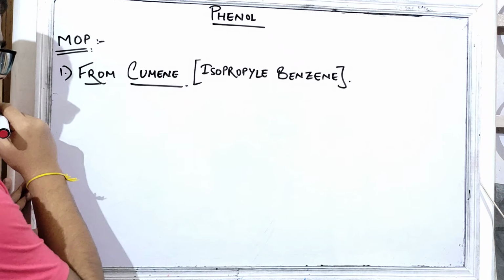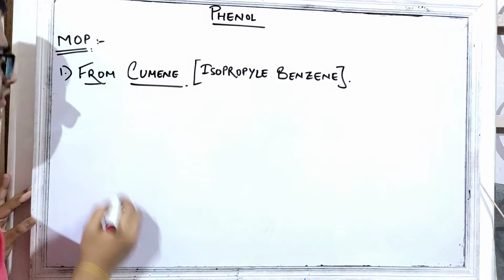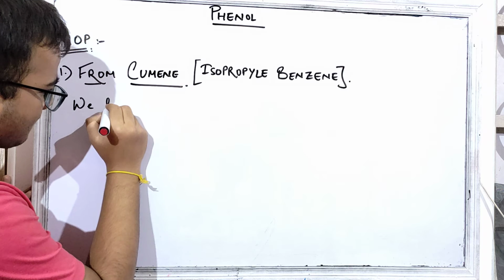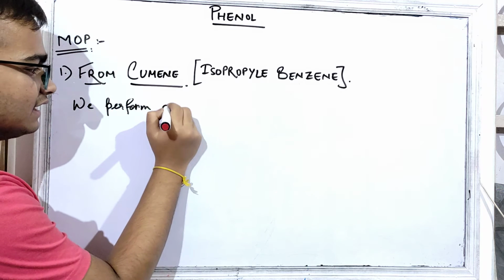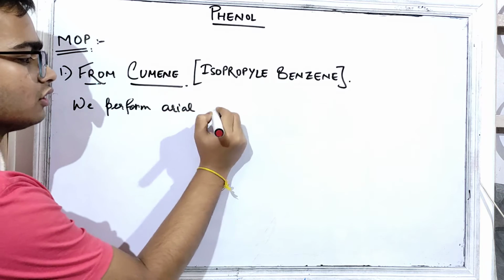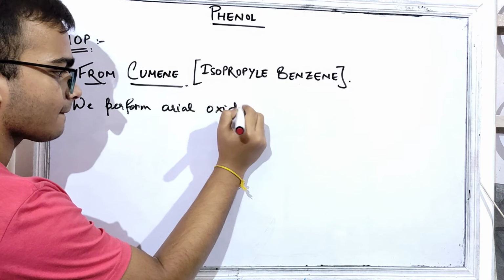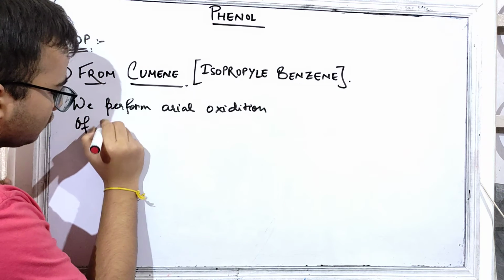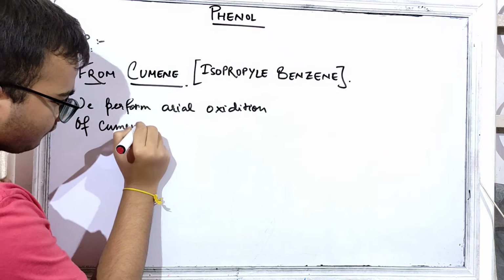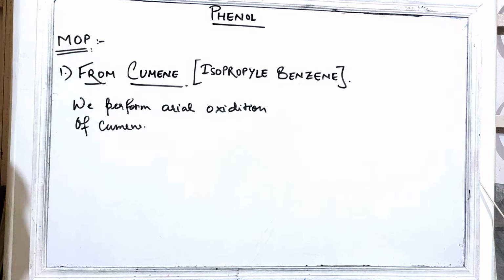In this process we can write it theoretically in this way: we perform aerial oxidation of cumene. Okay, so as a theoretical thing you can write this, the process. Okay, so copy it.